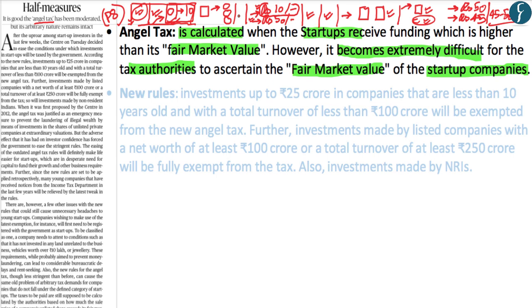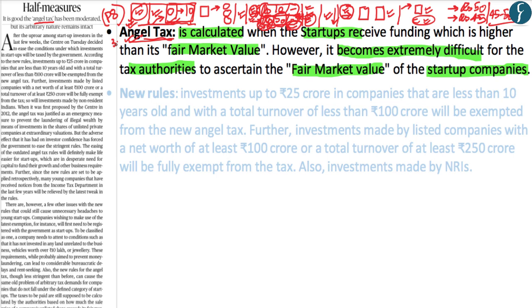Now, the problem arises with regards to investment within startups. Let's say the share of this company is being traded at rupees 10 and some new investor comes in who buys this share at rupees 50. Now it became very difficult for the tax authorities to understand whether this rupees 10 is the fair market value of this company or rupees 50 is the fair market value of this company. And what the tax authorities started to do is tax 30% of these rupees 50, or 30% of the investment that a startup has gotten, as part of its angel tax.